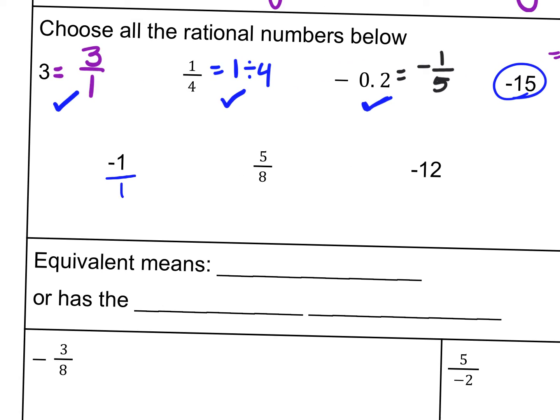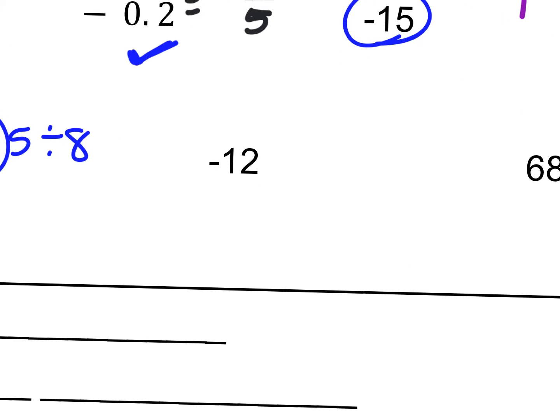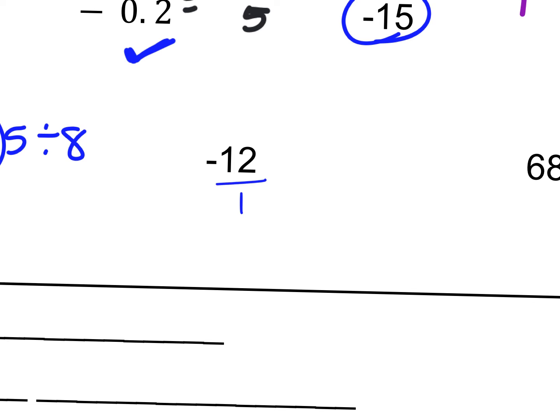Okay, so any integer is also going to be a rational number because if I just divide it by 1, it becomes itself. So that is a rational number. 5/8 is 5 divided by 8. I divided two integers. That's a rational number. Negative 12, if I divide it by 1, negative 12 is an integer. Divided by 1, which is an integer, I divided two integers. That's a rational number.